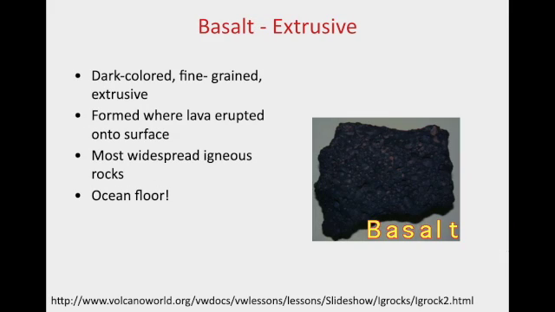Okay, underneath granite, new bullet, basalt. Okay, basalt or basalt. That one's pronounced both ways. I'm going to pronounce it basalt. Basalt is extrusive. It's dark colored, it's fine grained because it cooled quickly. We usually see it when lava has erupted onto the surface. It's one of the most widespread igneous rocks because it's the ocean floor. We've talked about basalt before when we've talked about the ocean floor. Okay, so when we have seafloor spreading, that new material coming up, that's igneous rock, it's usually basalt.